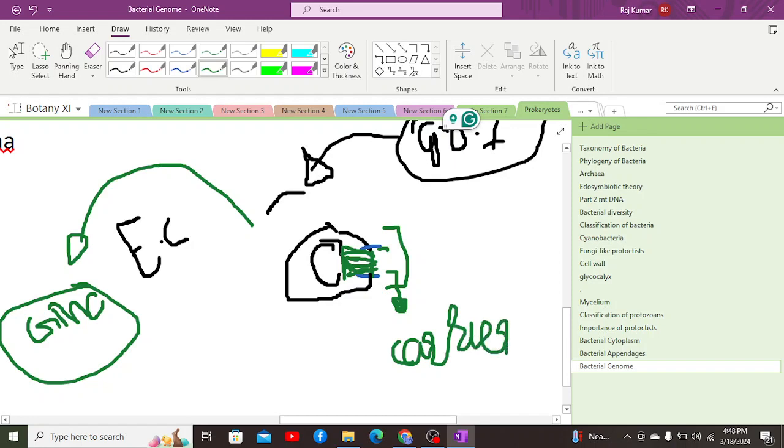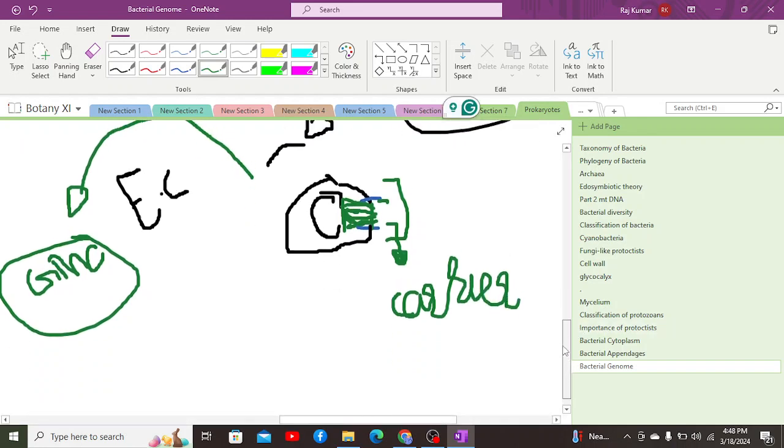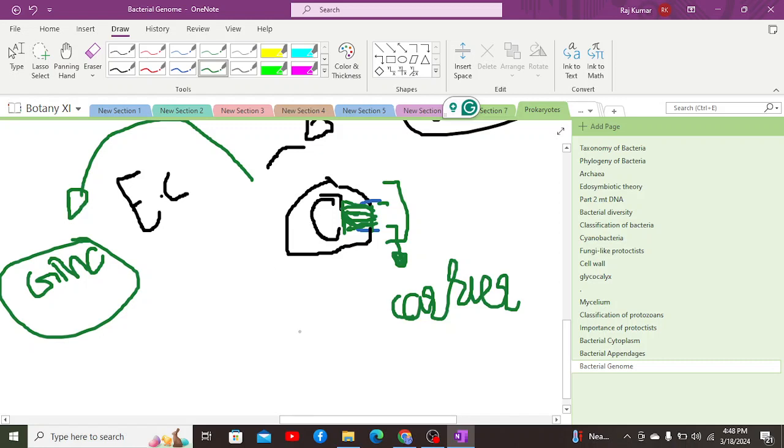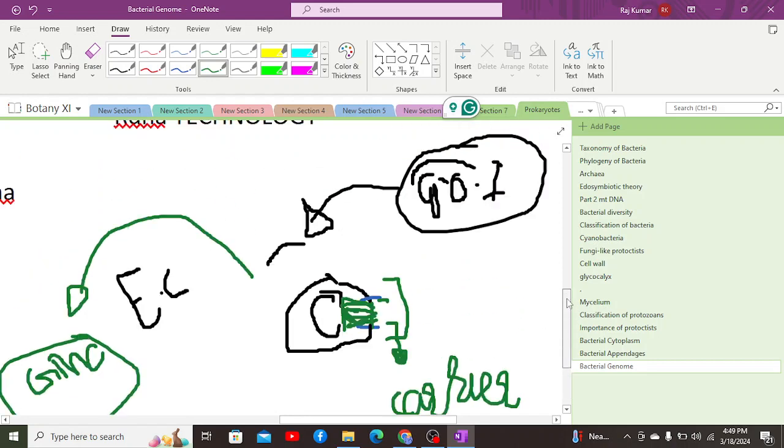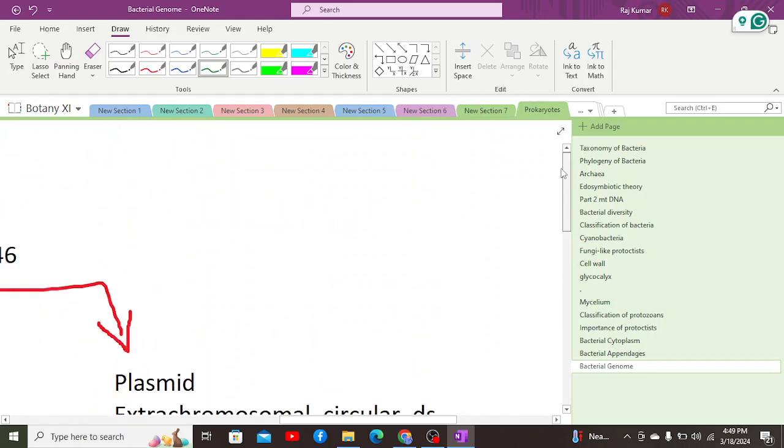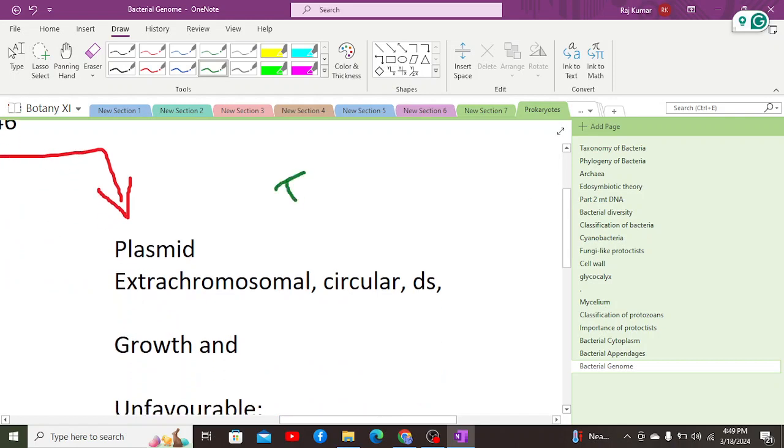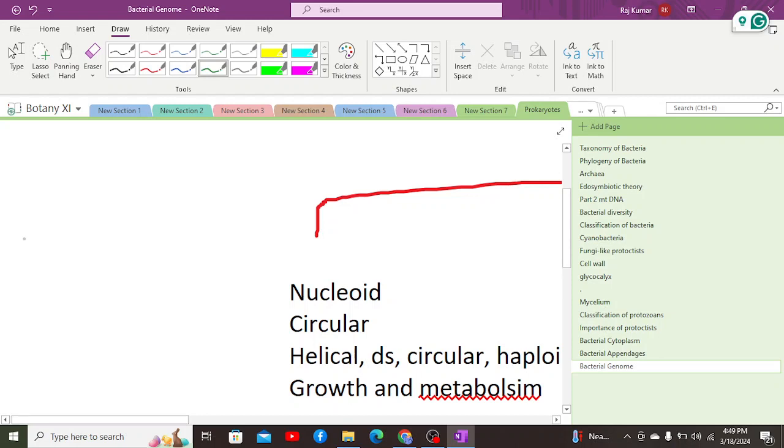After that, we leave it for some time, and after a while we utilize that plasmid to synthesize our insulin, and of course we get our desired product. When it comes to the number of genes, there are around 5 to 100 genes in a plasmid, while the nucleoid has approximately 3,500 genes.